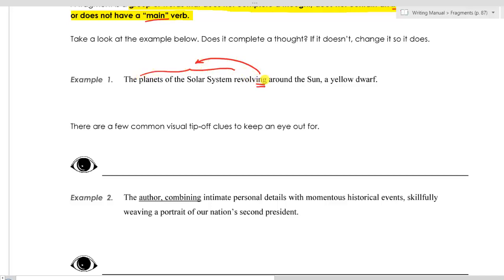So that can't be our main verb, and if we look elsewhere for a verb, we don't see a main verb. So this is a fragment. This group of words does not express a complete thought. It is really just a phrase that revolves around this noun, the planets of the solar system revolving around the sun, a yellow dwarf. All we have is a series of phrases here. So what we need to do is create a main verb. We need to create an independent clause, and the way that we can do that is by changing revolving to the main verb revolve. And now we have the planets revolve around the sun. That is a complete thought.